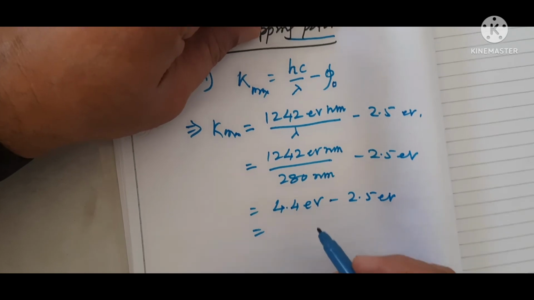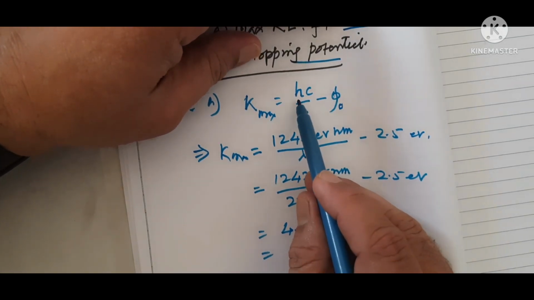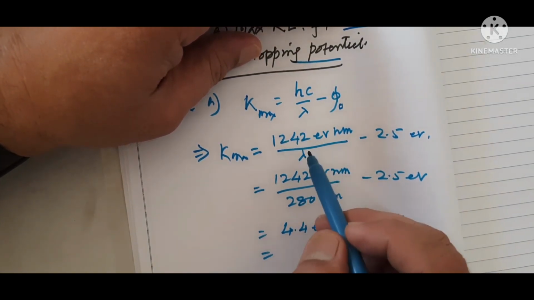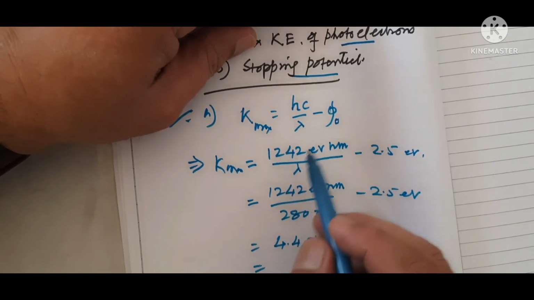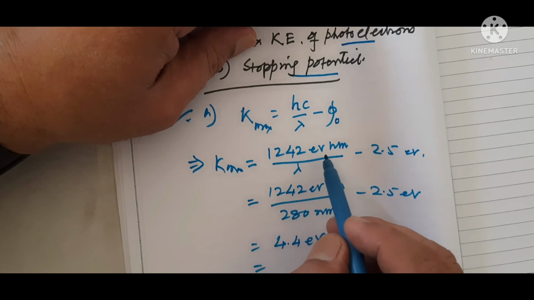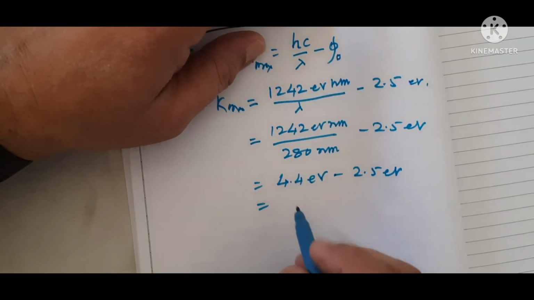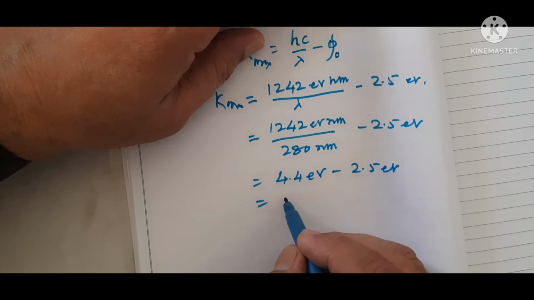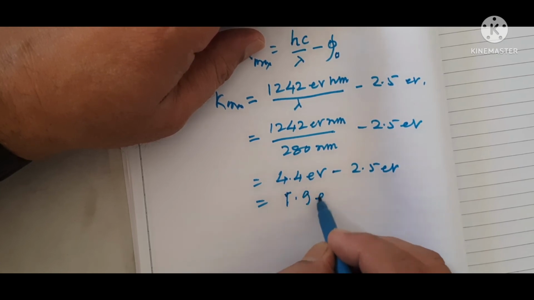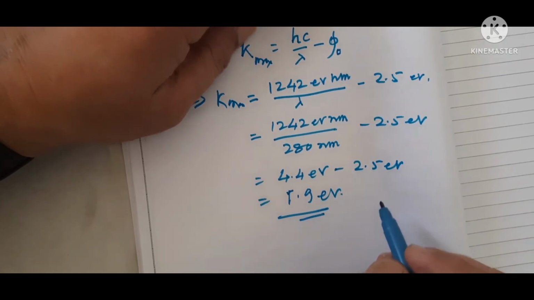That is the easiest method. Don't put the values of h and c and then multiply. For numericals, you have to remember that the product of h and c is 1242 electron volt nanometer. If you subtract, how much will it be? That will be 1.9 electron volt. That will be the maximum kinetic energy.